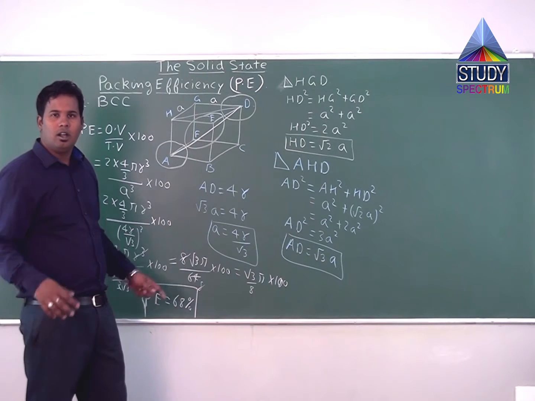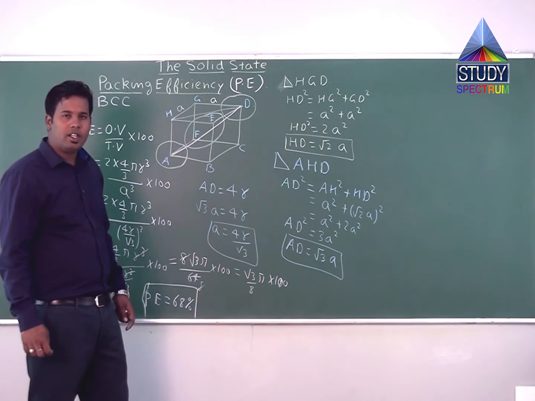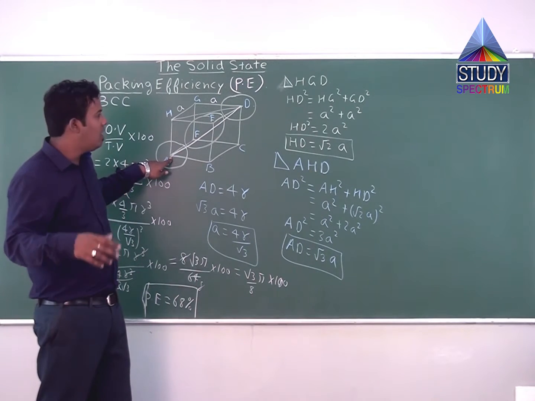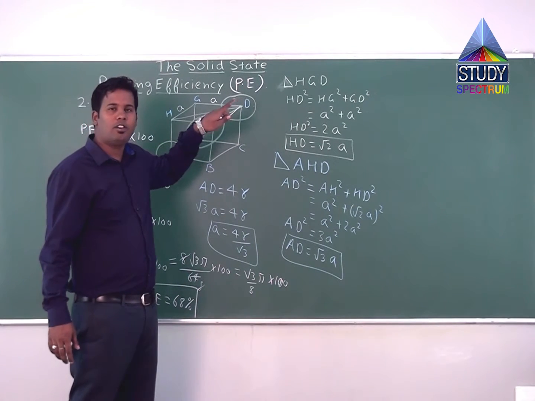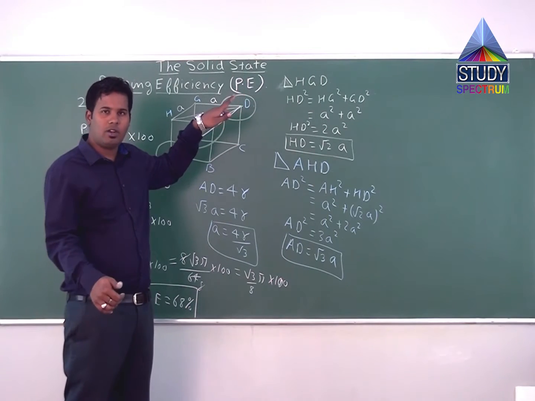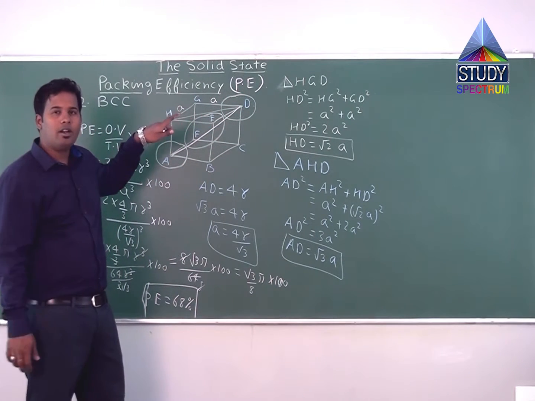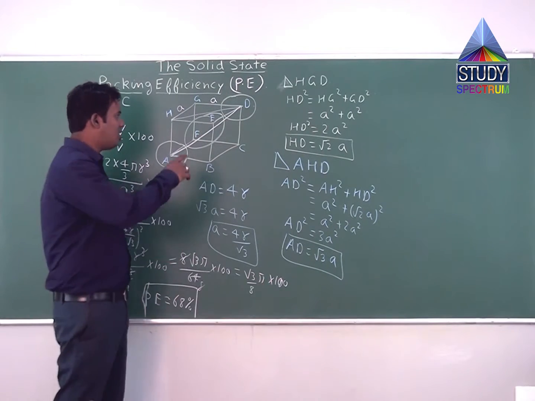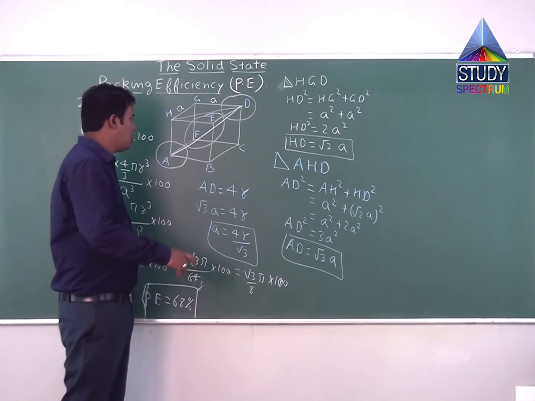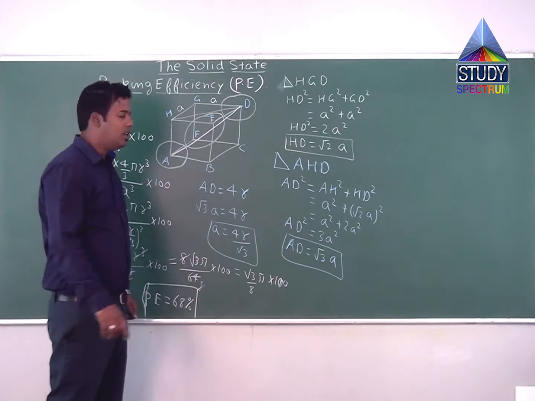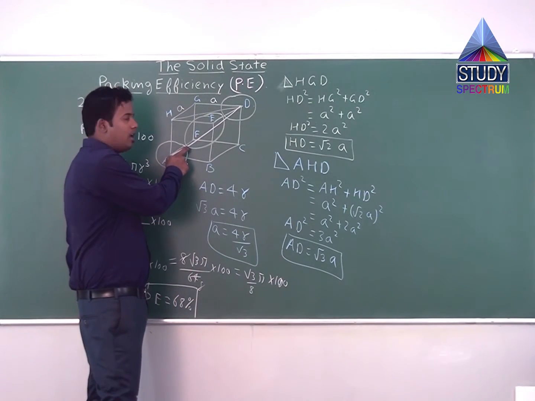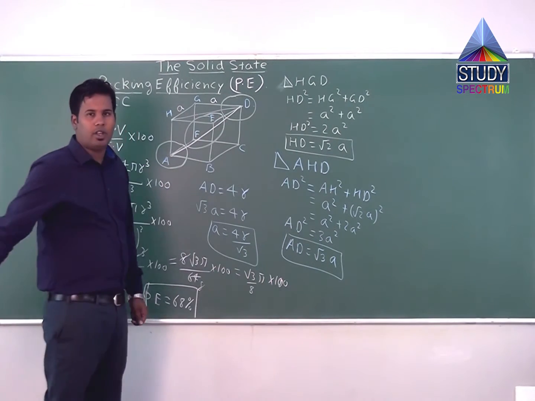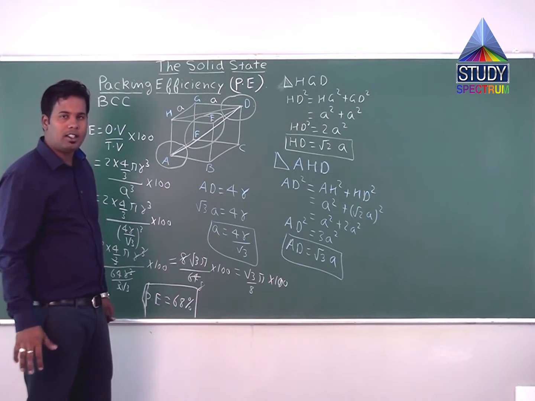formed by the touching of three spheres, one present at the corner of the front face and the other present at the corner of the back face, top corner, and this one is the bottom corner, and there is exactly one atom present at the center of the body. Now since these three spheres are touching each other, this body diagonal is nothing but the radius of this left sphere plus the diameter of the middle sphere plus radius of the top sphere, which is r plus 2r plus r, that is 4r.